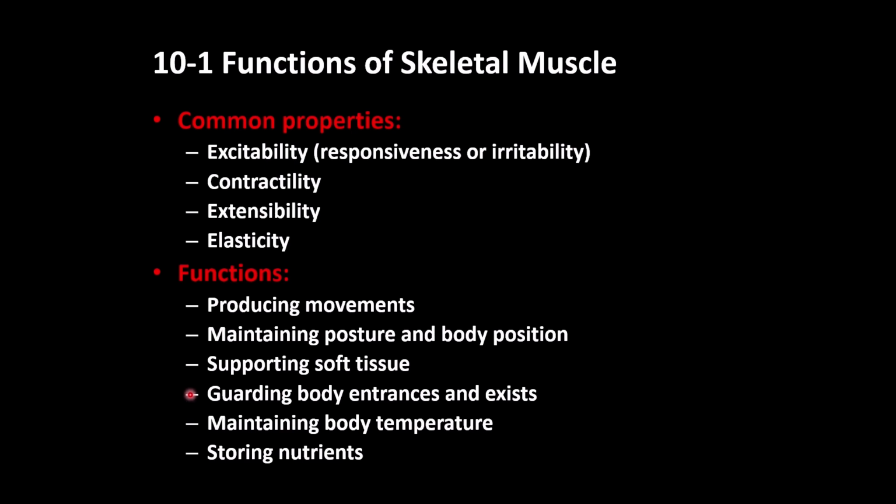It's also located in different entrances and exits. For example, skeletal muscle is located around the eyes and around the mouth, so you can open or close your mouth. It's also located around the anal and genital or urinary area, and that is a way it's protecting those areas from entry of any insects or foreign body into the body, and also it's important for urination and defecation.